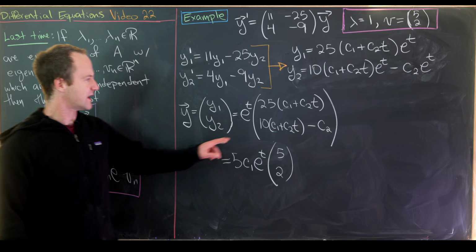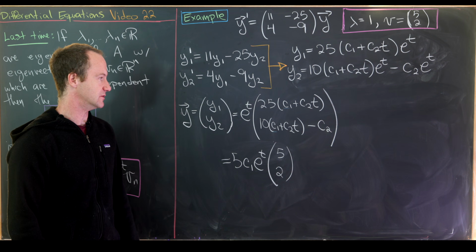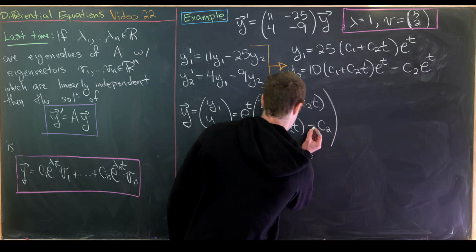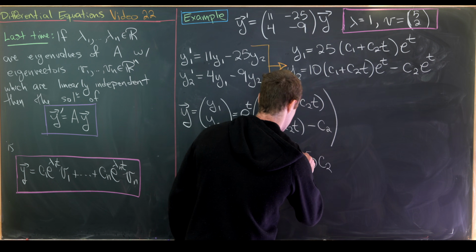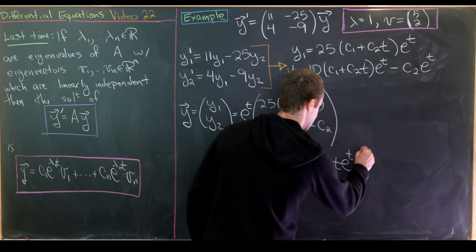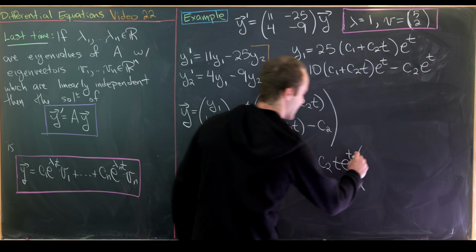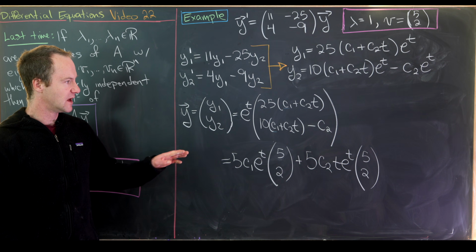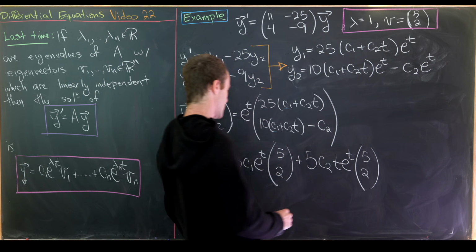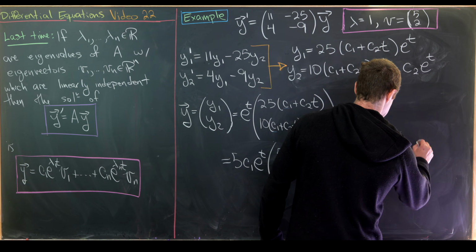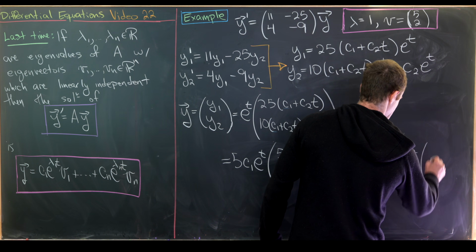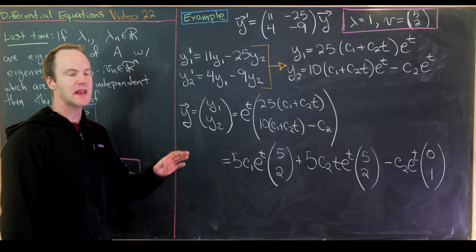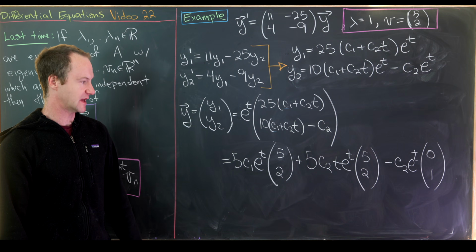Okay, then let's see what we have for this portion of the c2. So again, I can pull a 5 out, and that'll give me plus 5 c2 times t times e to the t, and then we'll have the vector 5, 2 again. Okay, so that's pretty cool. And then what do we have left over? Well, we're going to have minus c2 e to the t, and then the vector 0, 1. So something like that.